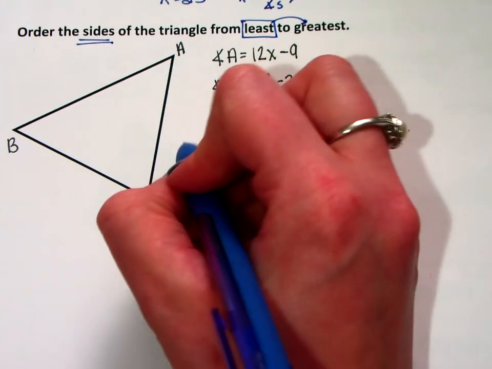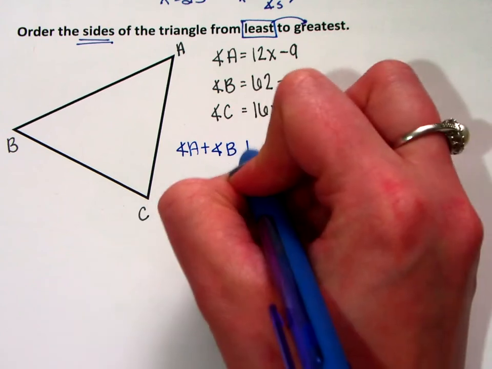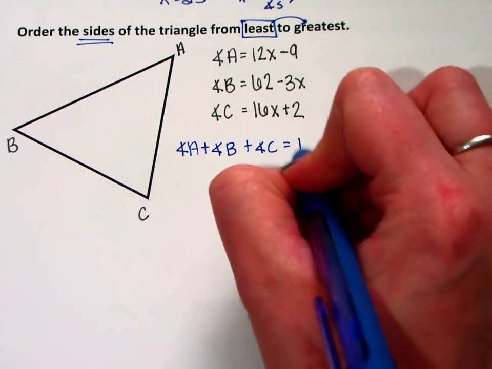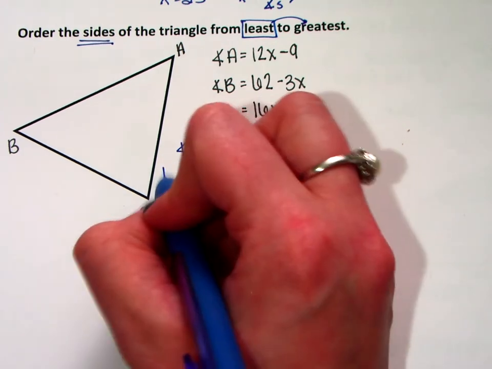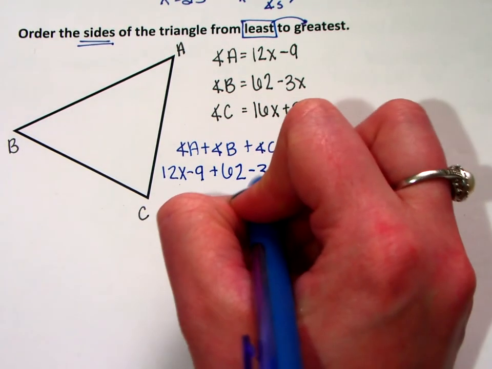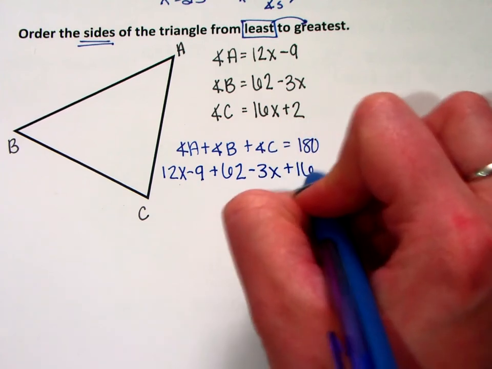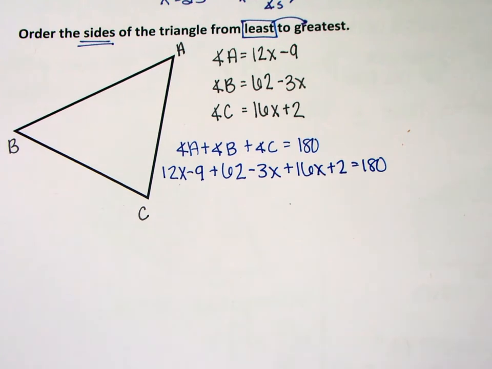Angles in a triangle always add up to 180. So angle A plus angle B plus angle C equal 180. I'm going to go ahead and substitute. I get my 12x minus 9 plus 62 minus 3x plus 16x plus 2 equals 180. Again, I'm just substituting in angle A, angle B, and angle C.